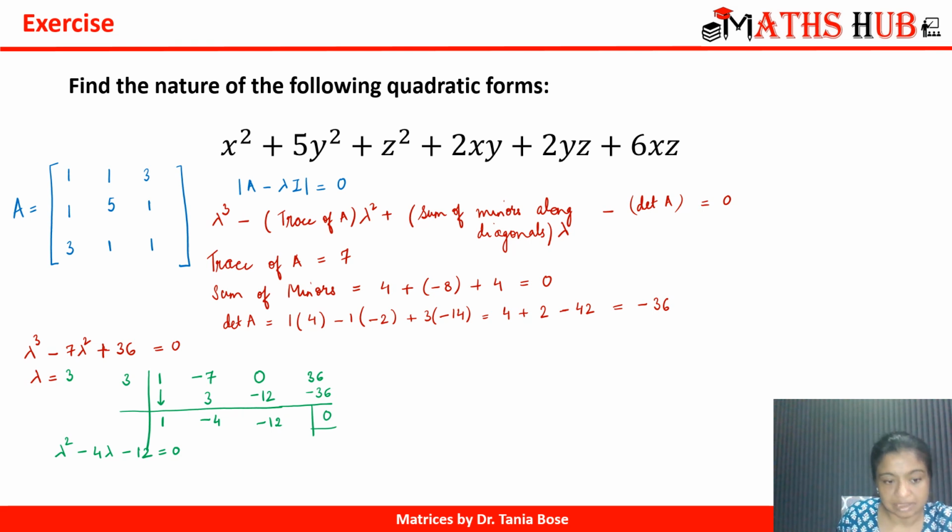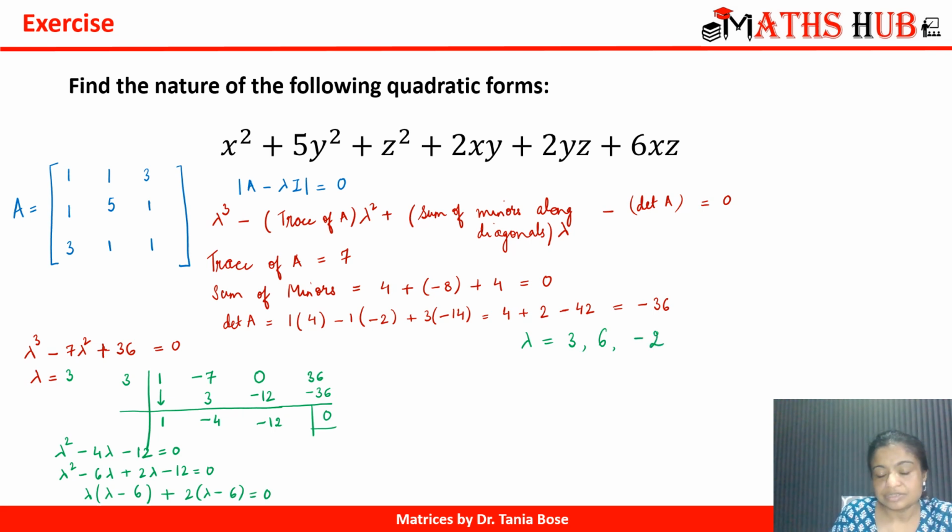So now let us try to solve this by middle term splitting. I'll get lambda squared minus 6 lambda plus 2 lambda minus 12 is equal to 0. So let us take out lambda common. Lambda into lambda minus 6 plus 2 into lambda minus 6 is equal to 0. So what are the possible values of lambda? One lambda is 3. The second lambda value is 6. And the third one is minus 2. Right? You are getting some of the eigenvalues as positive and some eigenvalues are negative. So what is the nature? The nature is it is indefinite.